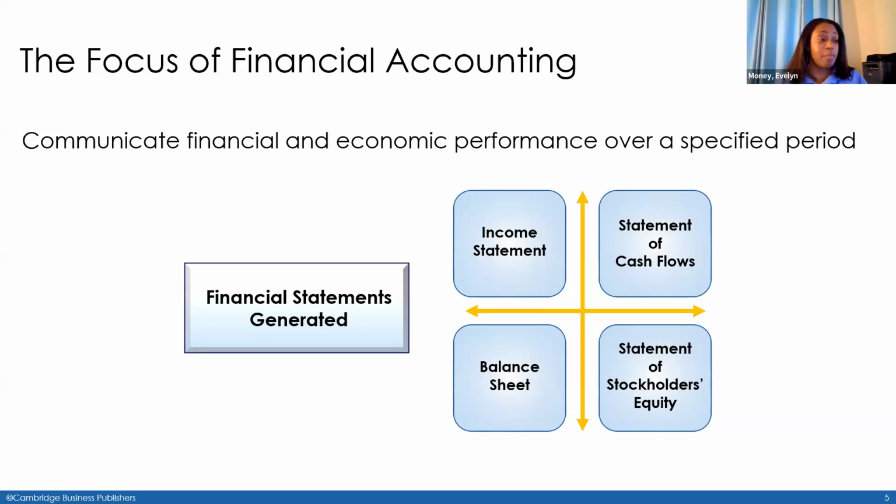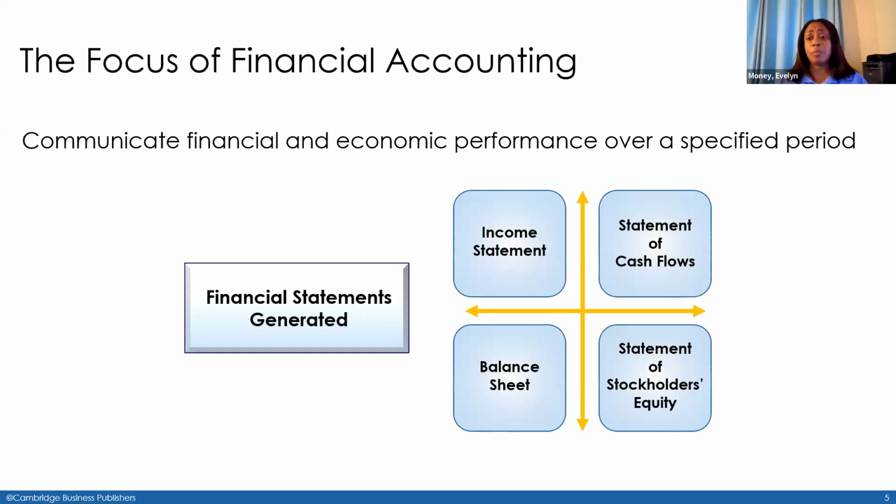So we have the income statement. The income statement reports on revenues and expenses over a period of time. Revenues are amounts earned by the company. Expenses are the amounts that the company has spent that will help them generate revenue. So we can usually pair revenues and expenses together.